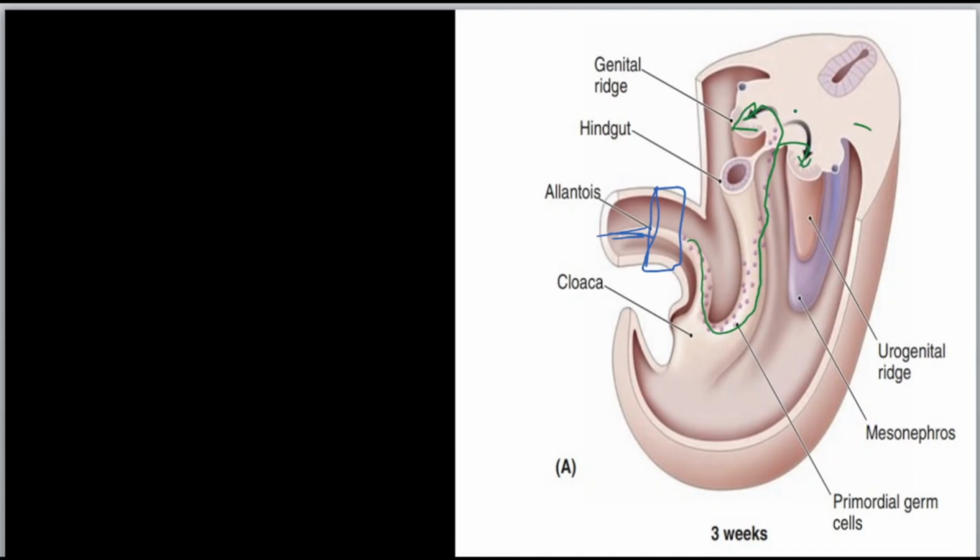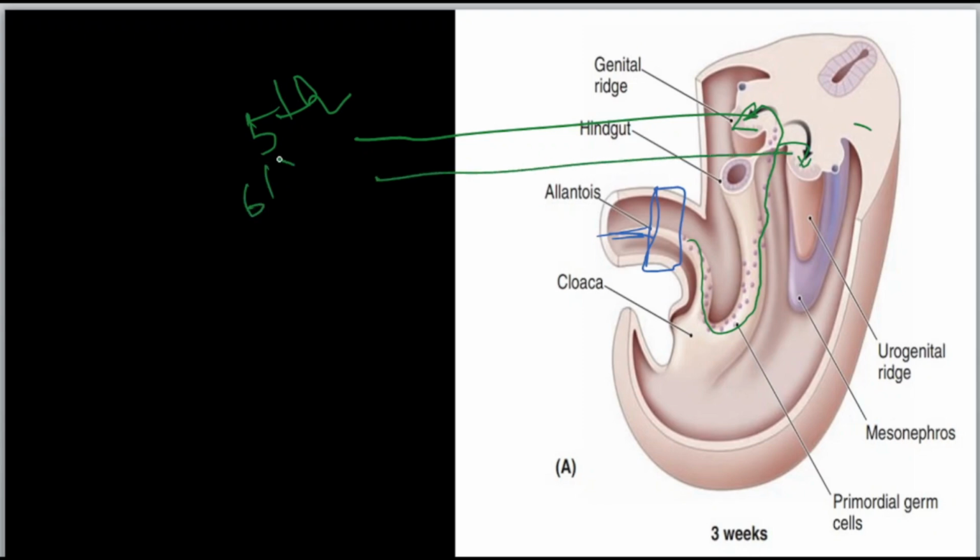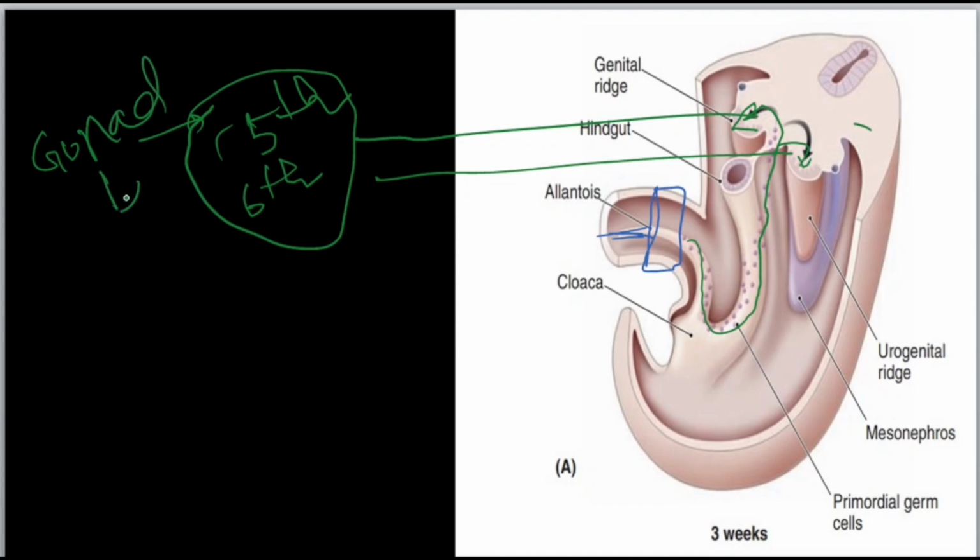They arrive at the genital ridge within the 5th week of gestational age, and start to invade the genital ridge within the 6th week of gestational age. Before that, this gonad remains indifferent.